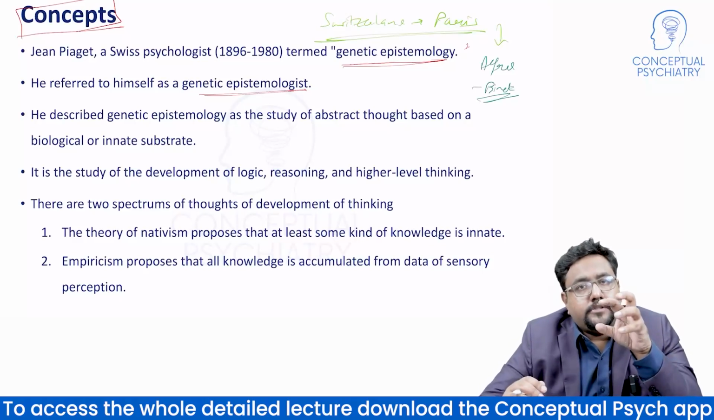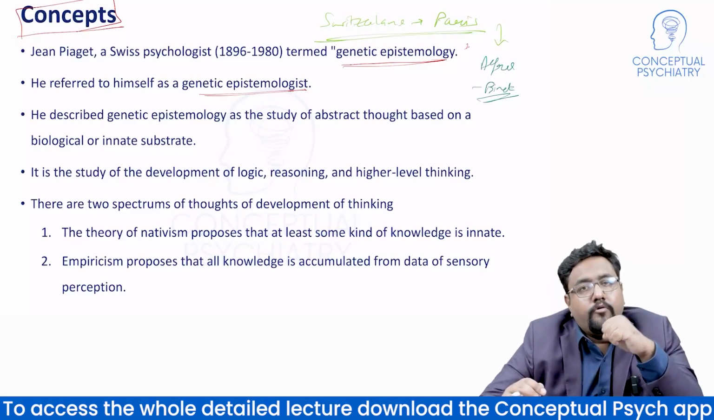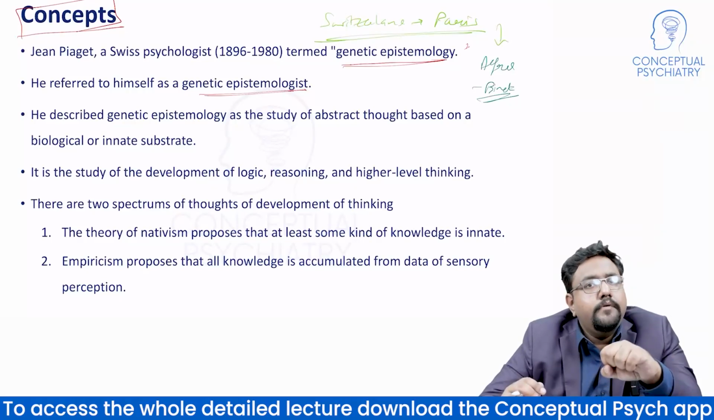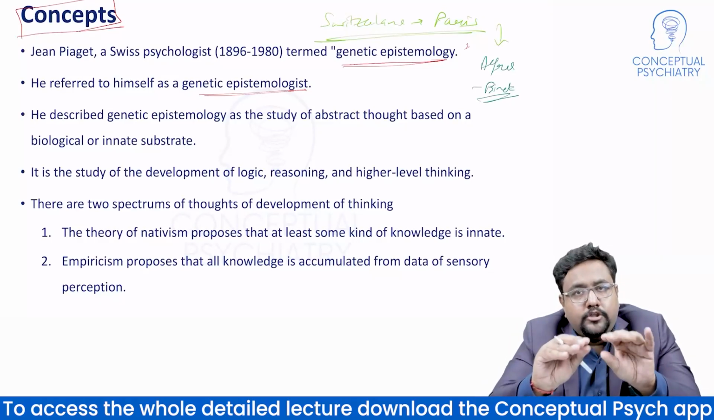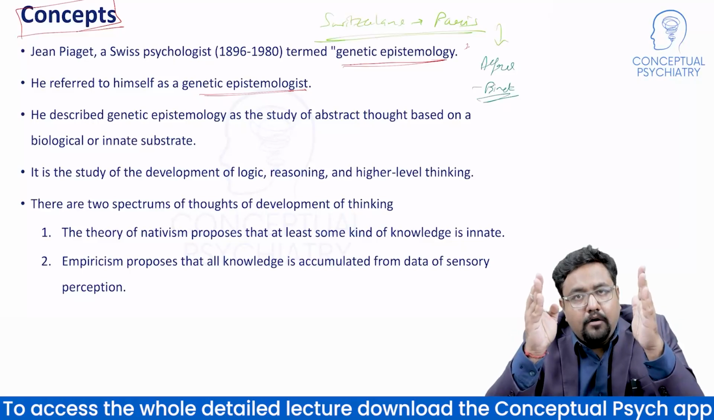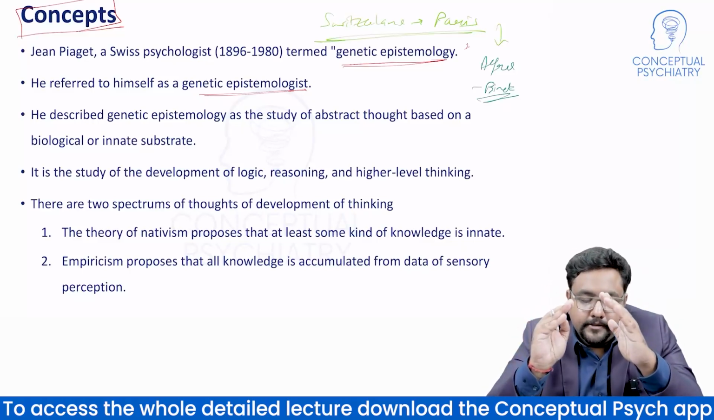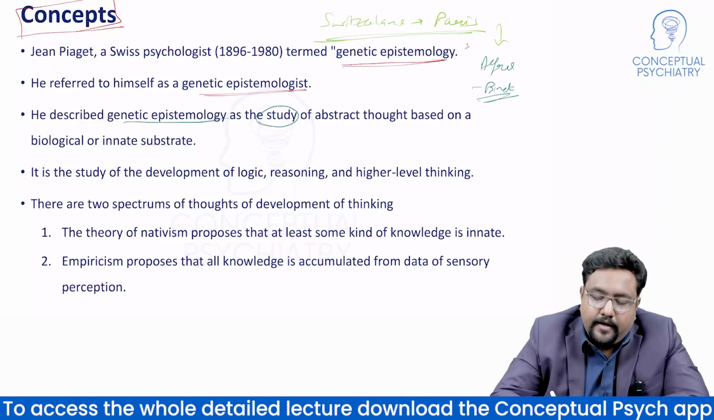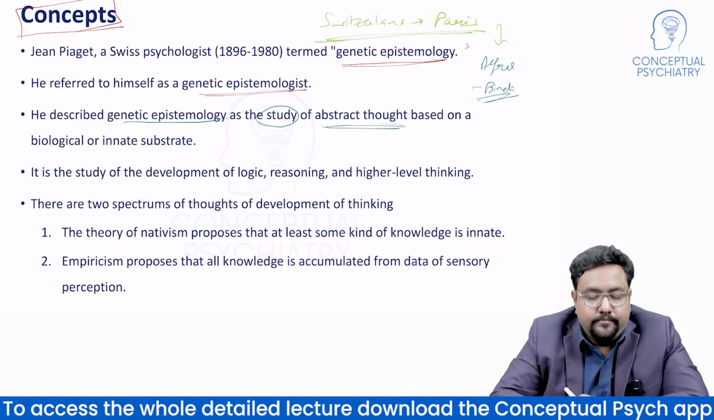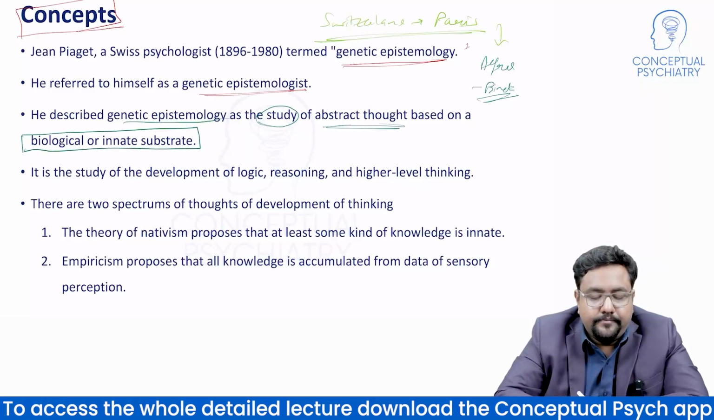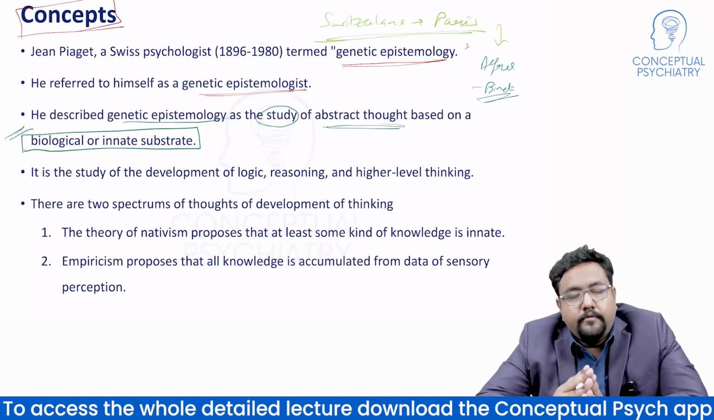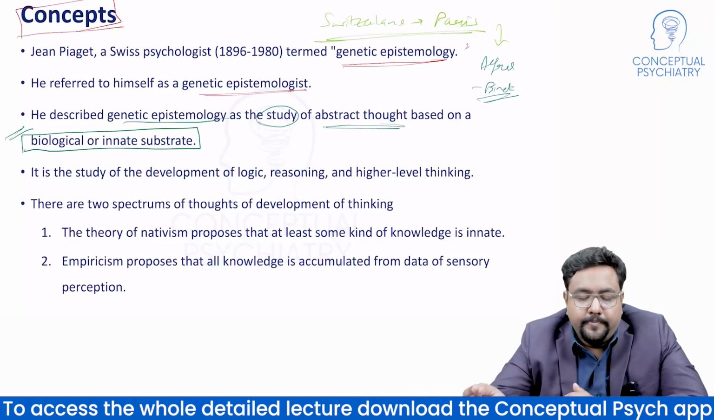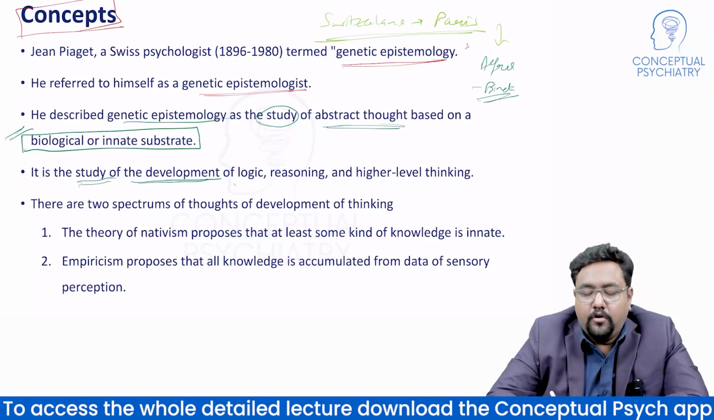which means that when a child becomes an adult, it is not that he will possess some innate knowledge, right? He won't be born with knowledge, but something he will be born with. So there should be a basic substrate on which the building of knowledge will be built. So genetic epistemology is nothing but a study of abstract thought or knowledge based on a biological or innate substrate. Okay, so there will be a biological or innate substrate, and over that, the abstract thought is built. So it is a study of development of logic, reasoning, and higher level thinking.